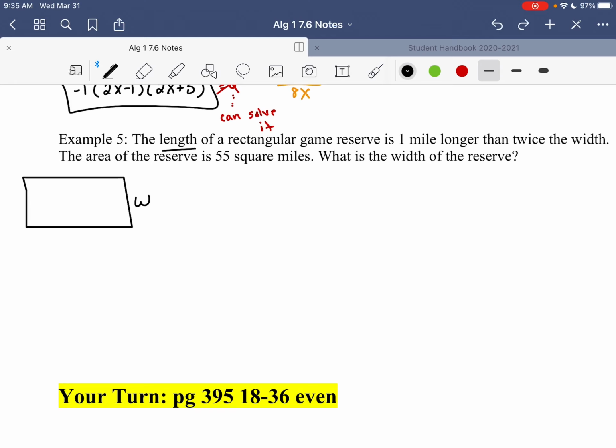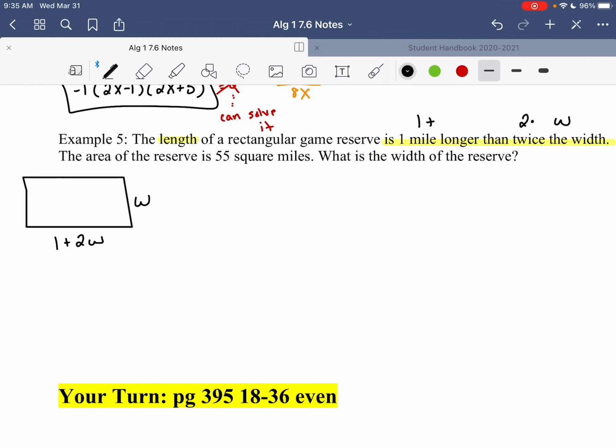is 1 mile longer than twice the width. 1 mile longer means 1 mile more than. Twice is 2 times the width. So I want this length to be 1 more than 2 times the width.